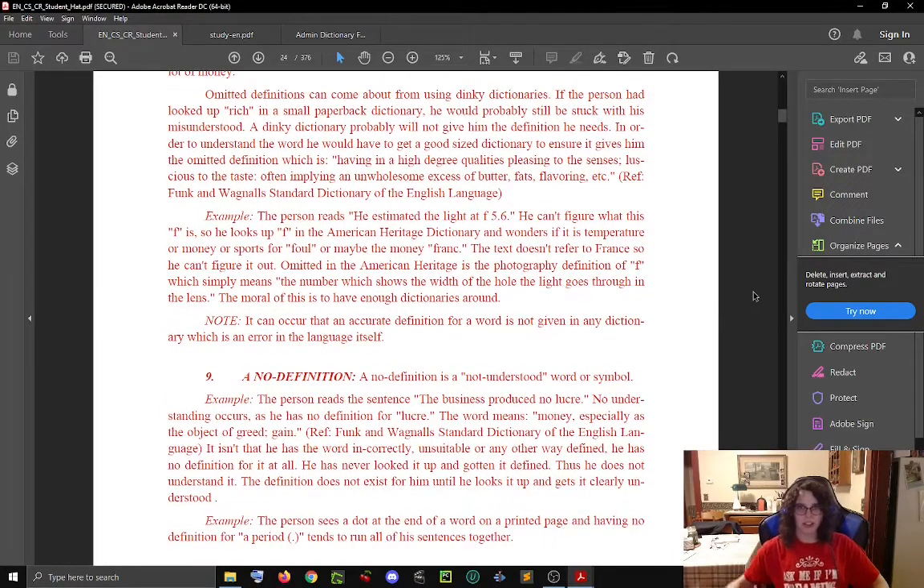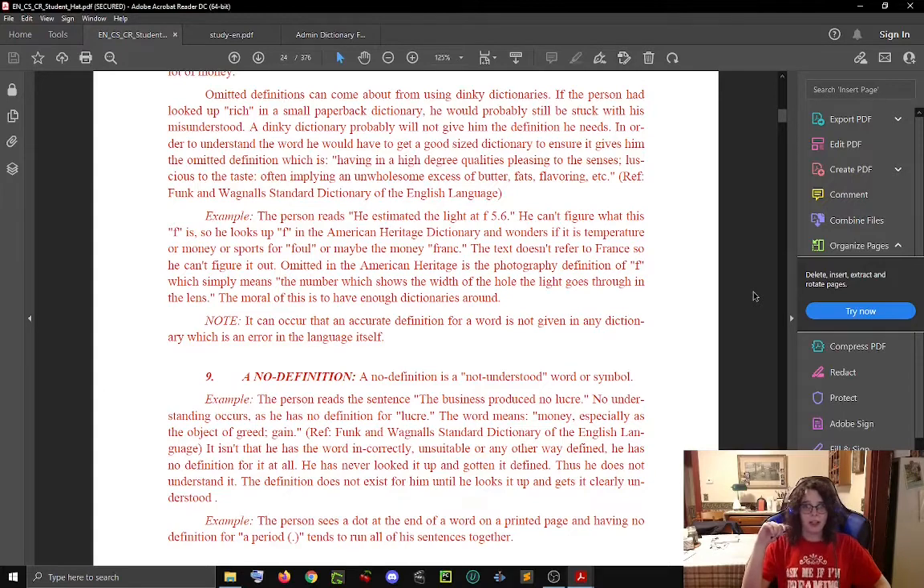Omitted definitions can come about from using dinky dictionaries. If the person had looked up rich in a small paperback dictionary, he would probably still be stuck with his misunderstood. A dinky dictionary probably will not give him the definition he needs. In order to understand the word, he would have to get a good-sized dictionary to ensure it gives him the omitted definition, which is having in a high degree qualities pleasing to the senses, luscious to the taste, often implying an unwholesome excess of butter, fats, flavoring, etc.